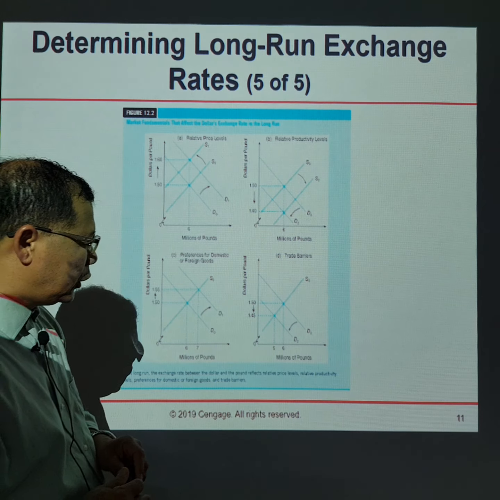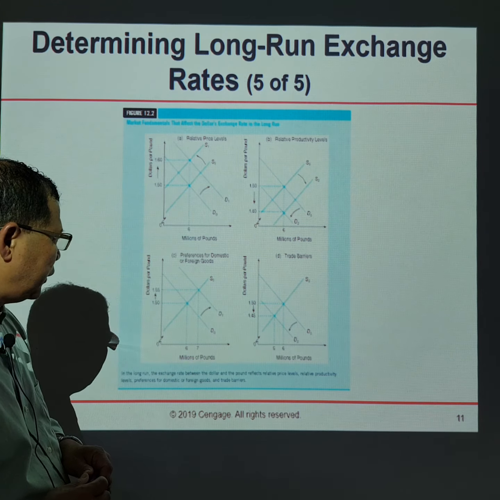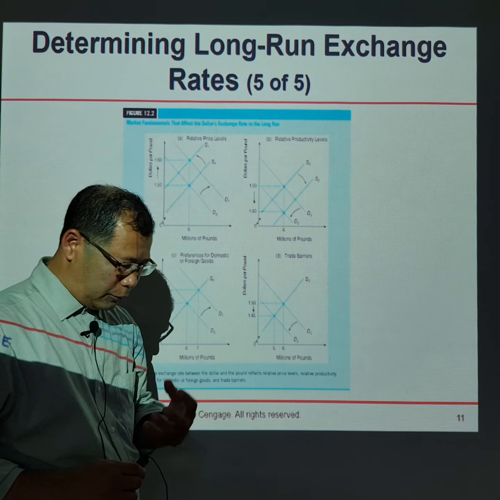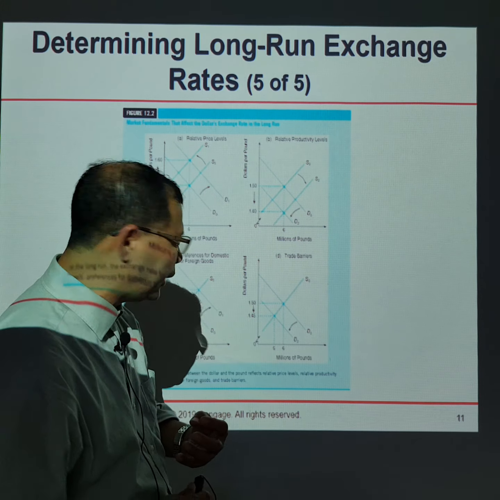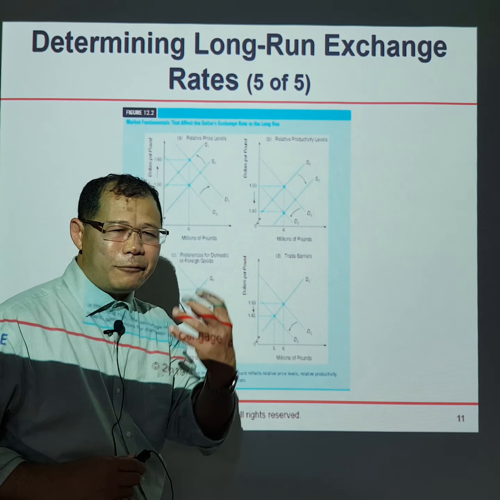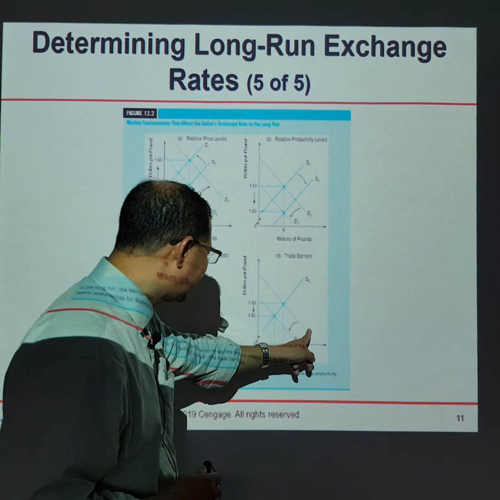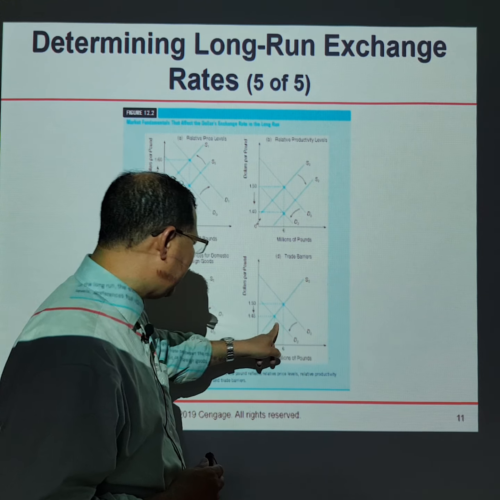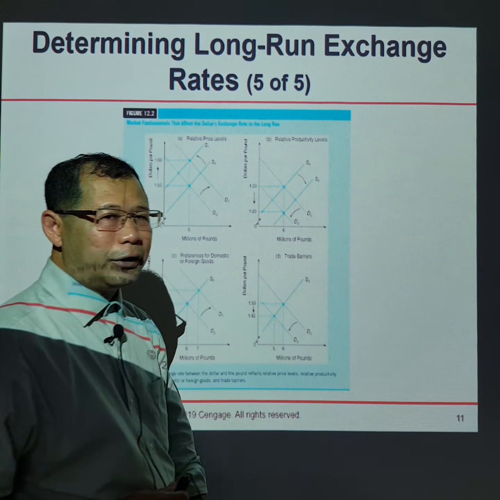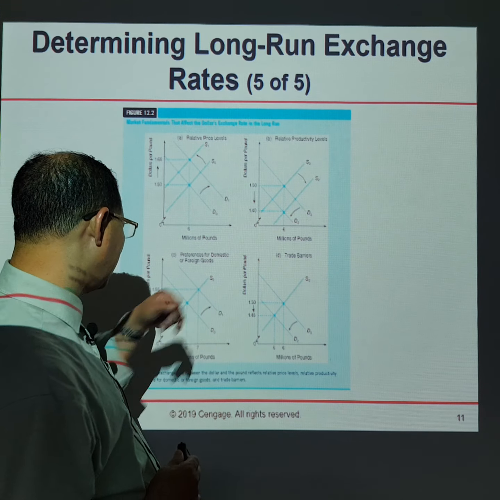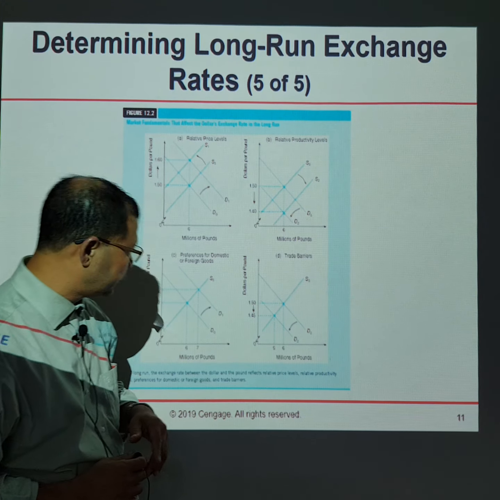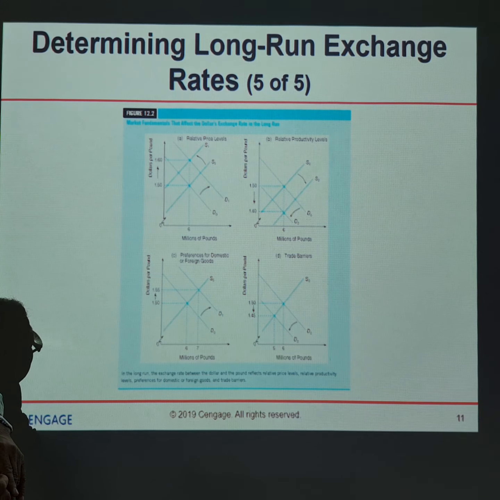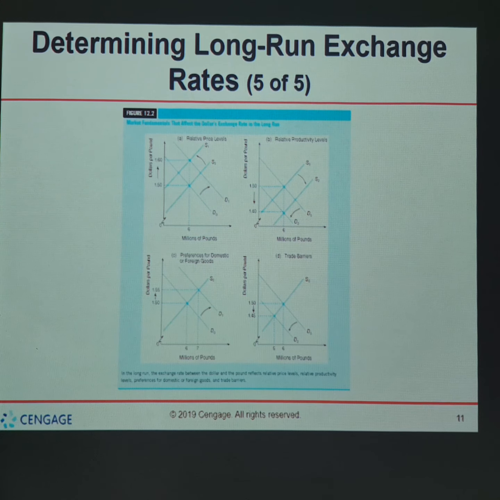Number 4, trade barriers. Suppose there's an increase in trade barriers in the US. So in order for American consumers to import goods from the UK, they're going to have to pay more. So there is going to be a shift to the left, a decrease in the demand for the UK pounds. So it's going to be appreciation in the US dollar. So these are the factors affecting exchange rate in the long run.